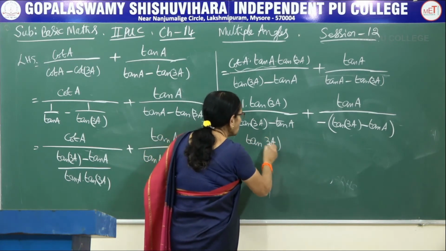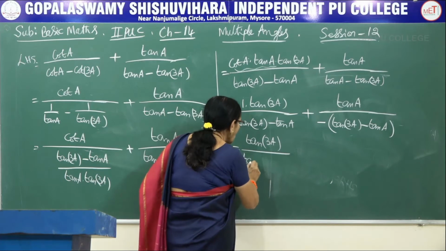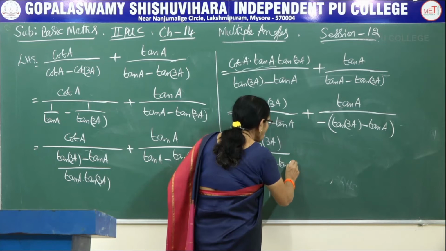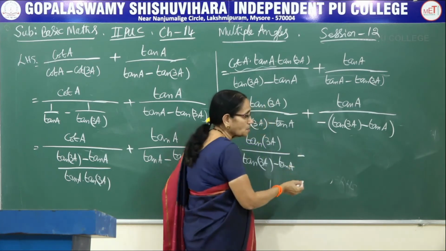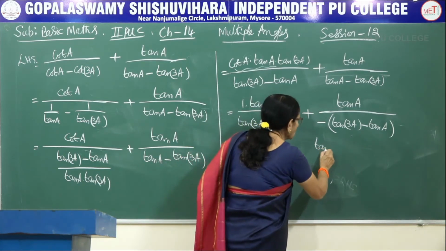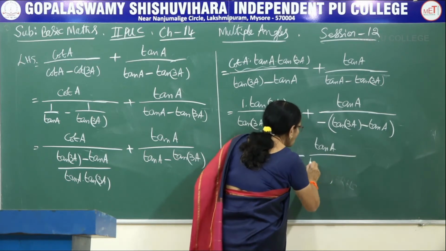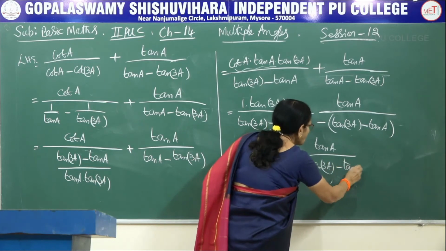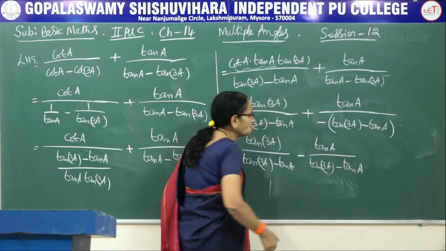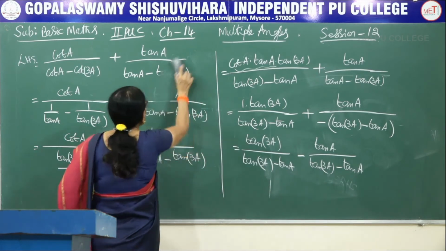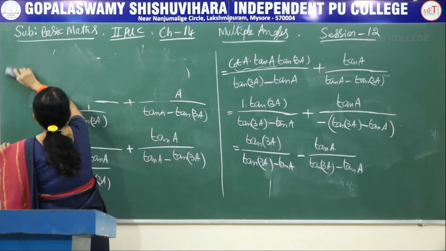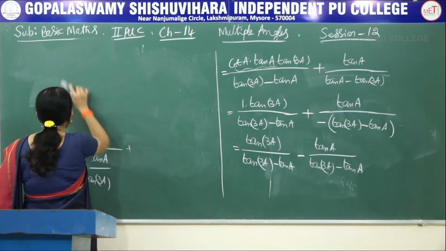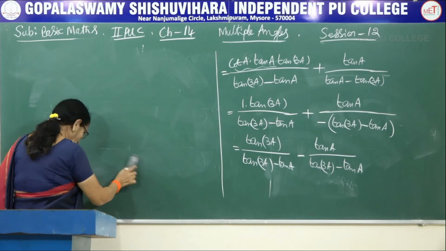So tan of 3A divided by tan of 3A minus tan A. Now plus of minus minus, the term itself becomes negative. So tan A divided by tan of 3A minus tan A. Now you observe that both the terms on the left hand side have a common denominator. Automatically that itself becomes the LCM.